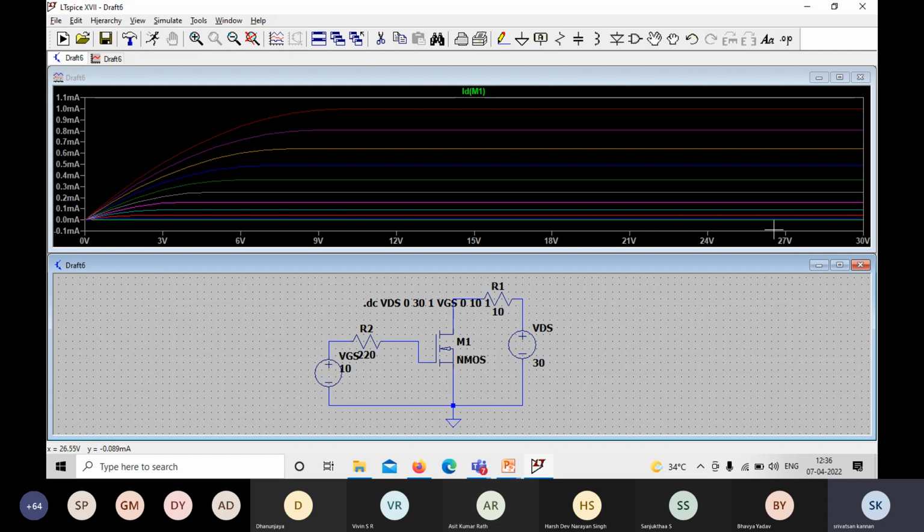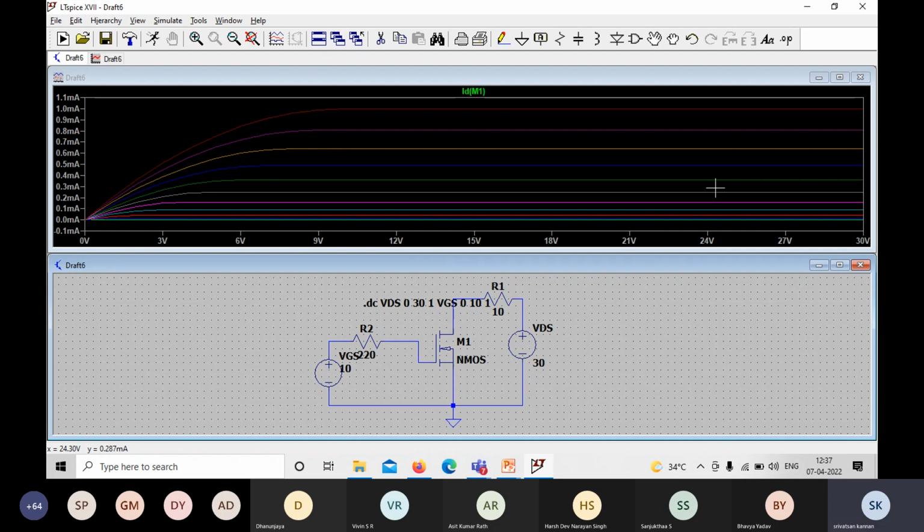Here the VGS is incremented by 1. So you can see there are 10 sets of readings: 1, 2, 3, 4, 5, 6, 7, 8, 9, 10. First, how it works: VGS will be set to 1 volt, and for this 1 volt, VDS will be varying from 0 to 30 volt and the curve is plotted. For the second set of readings, VGS will be set to 2 volt, and VDS varies from 0 to 30 volt, and the corresponding curve is plotted. Understood?